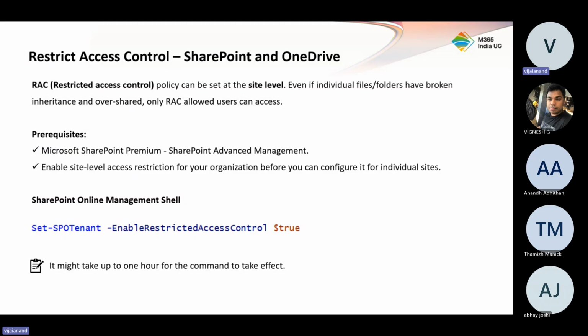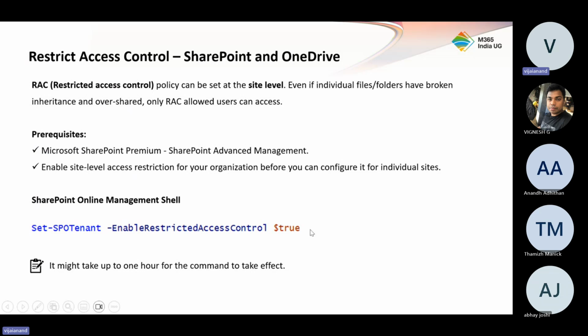One option is restricted access control. It applies at the site collection level. As a SharePoint administrator, you can restrict the access for a SharePoint site which is considered to be overshared. How do you identify it as overshared? You have already generated a report. From that report, you can go to that site collection and restrict the access to a specific group of people.